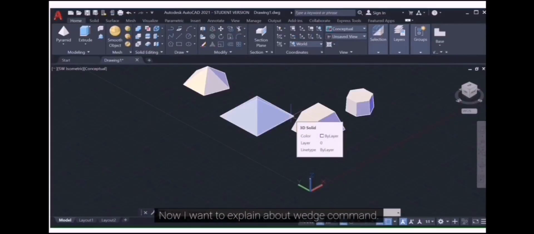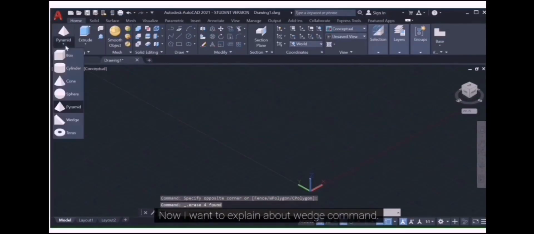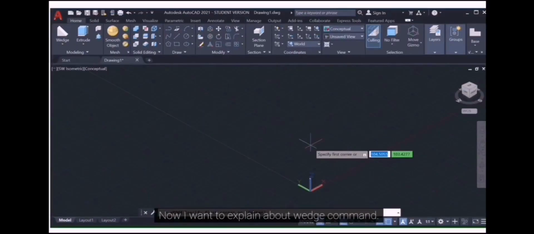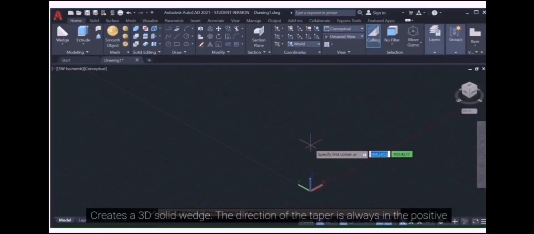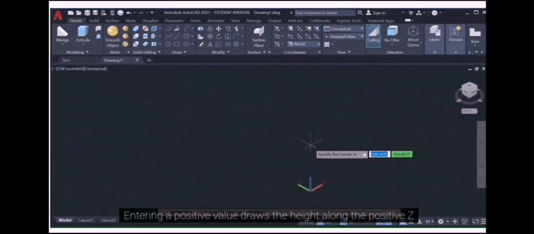Now I want to explain the wedge command. Creates a 3D solid wedge. The direction of the taper is always in the positive x-axis direction of the UCS. Entering a positive value draws the height along the positive z-axis of the current UCS. Entering a negative value draws the height along the negative z-axis.